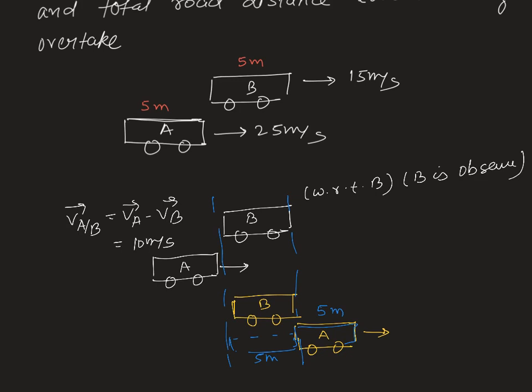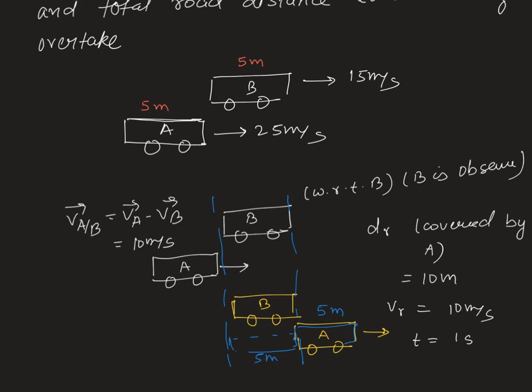So the total relative distance covered by A is equal to 10 meters. The relative speed is 10 meter per second, obviously. So the time becomes equal to 1 second. That is distance divided by speed.